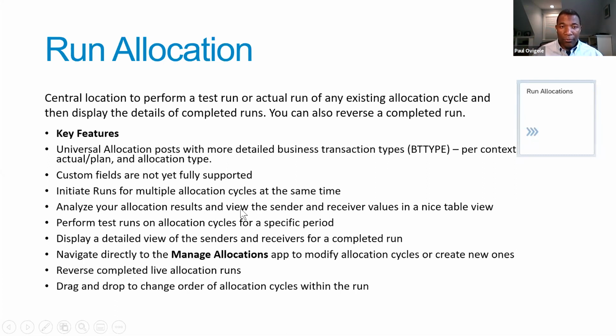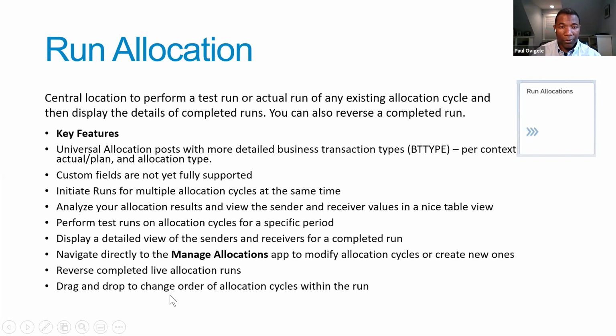Analyze your allocation results and view the sender and receiver values. You can perform test runs for a specified period. You can display a detailed view. I think I have something showing that. And you can navigate directly to the Manage Allocations app and also to the Allocation Results app.